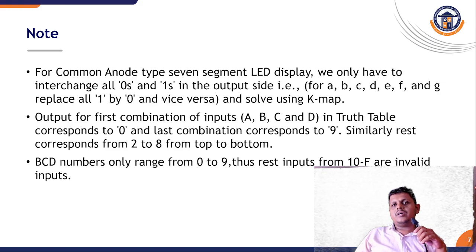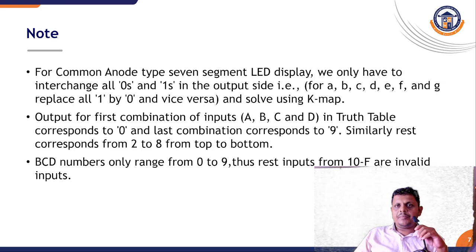And note that for the common anode type 7 segment LED display, we only have to interchange all zeros and ones on the output side. For A, B, C, D, E, F and G, replace all 1s by 0s and vice versa, and use a K-map. So we are going to solve a K-map for each and every output value from A to G.